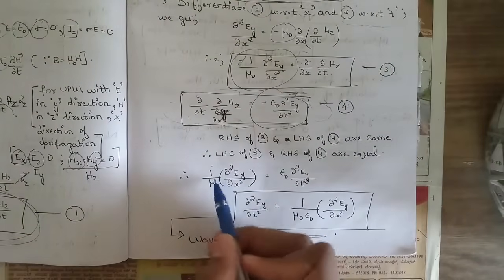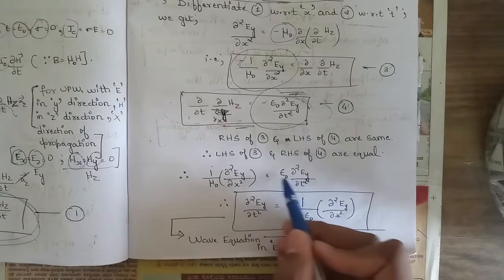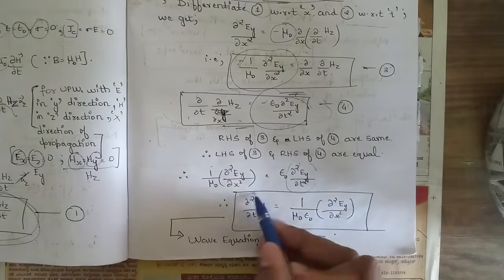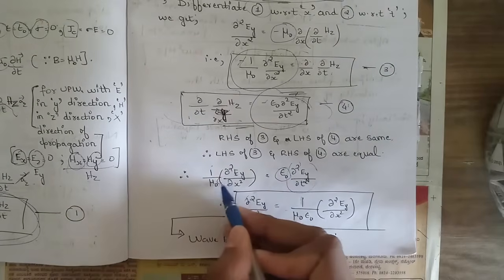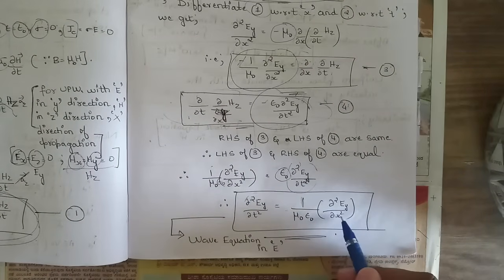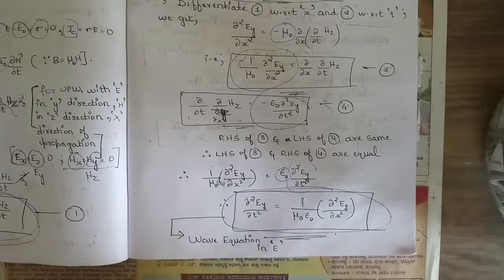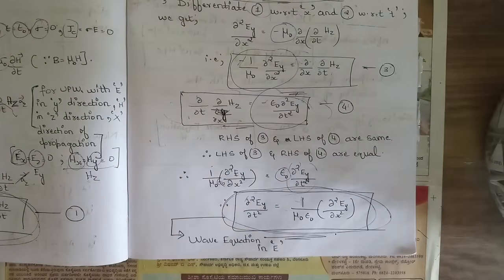So therefore (1/μ₀) ∂²Ey/∂x² = ε₀ ∂²Ey/∂t². So therefore ∂²Ey/∂t² = (1/(μ₀ε₀)) ∂²Ey/∂x². I am bringing μ₀ε₀ here, divided by ∂²Ey/∂x². Now this equation which you have got here is the wave equation in terms of the electric field.